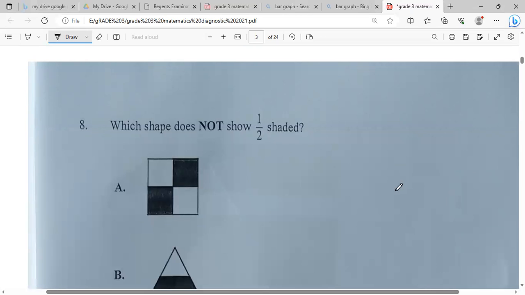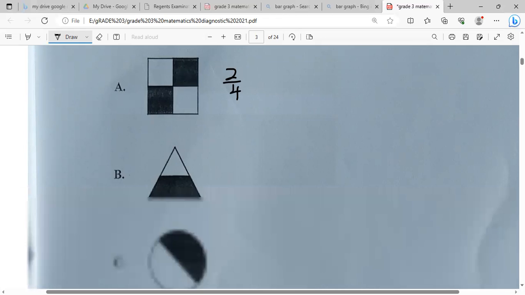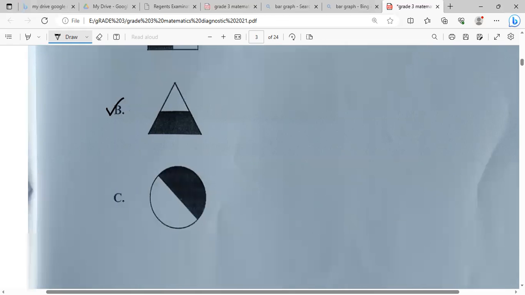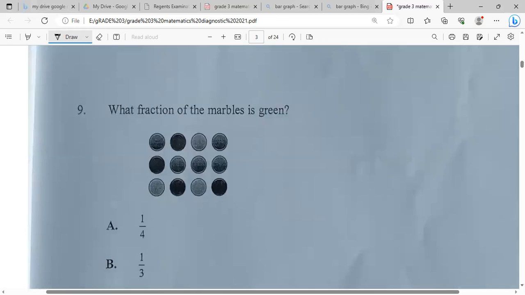All right. Number 8 says, which shape does not show a half shaded? So here the parts are equal. We have 4 parts, 1, 2, 3, 4, and 2 are shaded out of the 4. So 2/4 is the same as a half. So this one checks out. Let's look at B. Well, the sizes of the parts are different. So that means it's this one. It's not the same. This one is exactly a half, 2 semicircles.